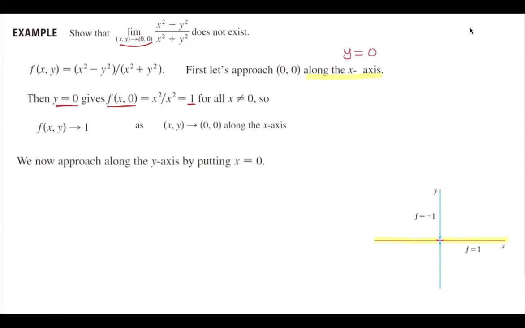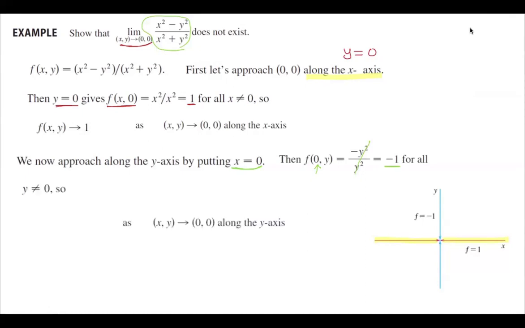Now, what if we want to find the limit of the function along the y-axis? Along the y-axis, x is equal to 0. We're going to fix this value and simplify the function. When x is equal to 0, your original function becomes 0 minus y squared over 0 plus y squared. But you can cancel out y squared and y squared. You end up with negative 1. You have a constant function. When you have a constant function, the limit is equal to the constant value.